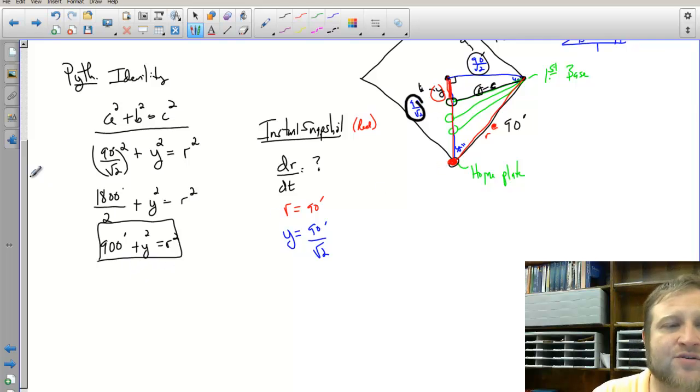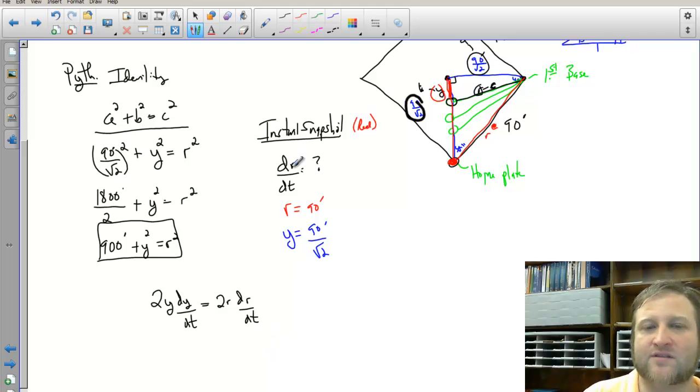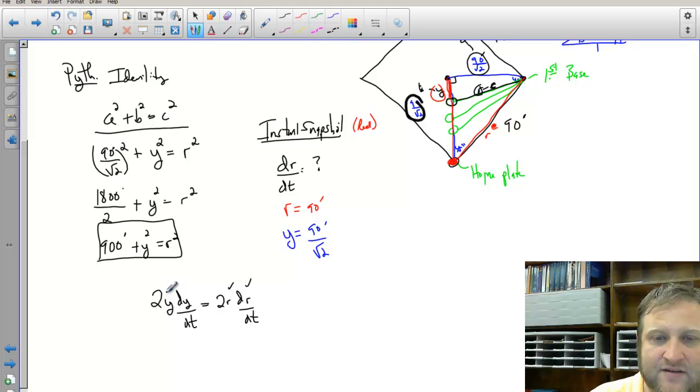So now let's go ahead and take the derivative of our Pythagorean identity that we wrote in respect to this problem. The derivative of 900 feet is just a constant, so that goes to 0. So we're going to have 2y times dy over dt is equal to 2r times dr over dt. Notice I'm looking for dr dt. I have a value of r. I have a value of y. And now the question is, do I know my value of dy dt?